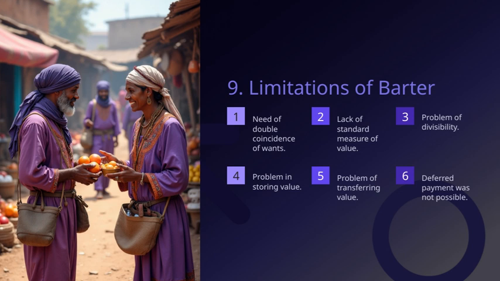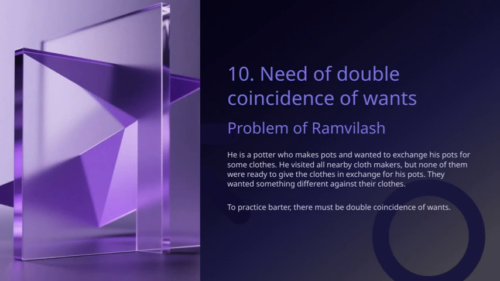This ties into the lack of a standard measure of value, which makes it hard to compare different goods and services accurately. Storing value is also problematic. Goods may spoil or become obsolete over time, so saving wealth in barter isn't practical. Lastly, barter requires a double coincidence of wants, meaning both parties must want what the other has at the same time, which severely limits trade opportunities. All these limitations highlight why barter, while historically important, had significant constraints that led to the development of more advanced monetary systems.